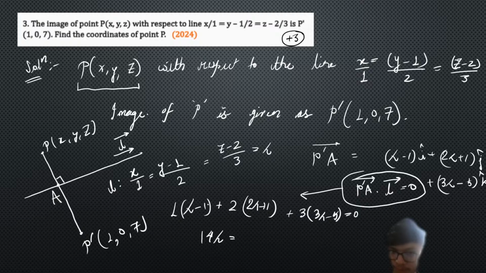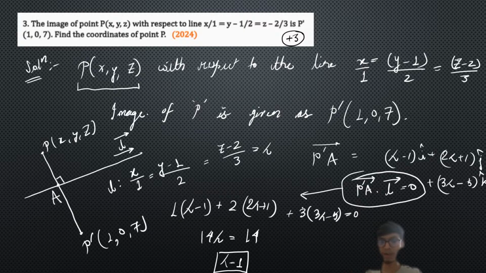And it is equal to, this is going to be minus 1, this is going to be plus 2, so plus 1, and this is going to be minus 15. Right, so plus 1 minus 15 is minus 14, so we take it on the right hand side, it's going to be 14. So from here we get the value of lambda as equal to 1, as simple as that, right? So once we get the value of lambda, we can definitely write the coordinate of A.